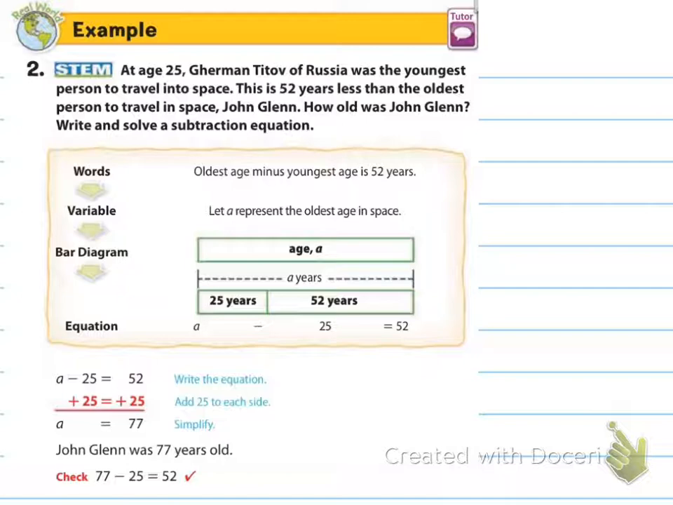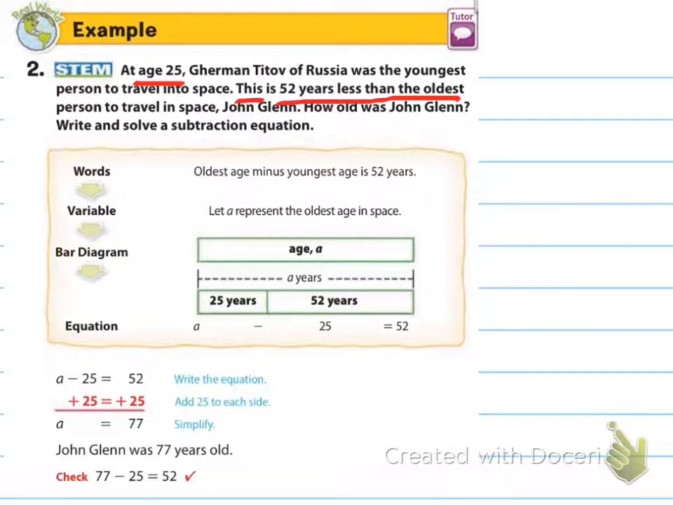So they've showed it in words, they've identified their variable, they showed this model, and then they've got the actual equation. I'm just going to talk through the actual equation really quick. So we already know that this guy's 25 years old, and that this, being the 25 years old, is 52 years less than the oldest person, John Glenn.